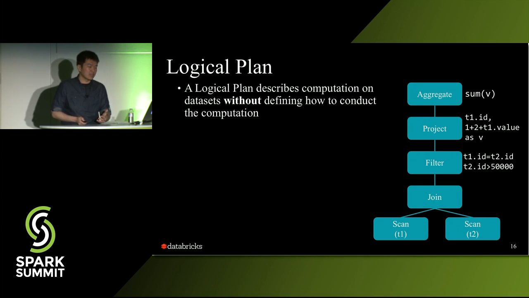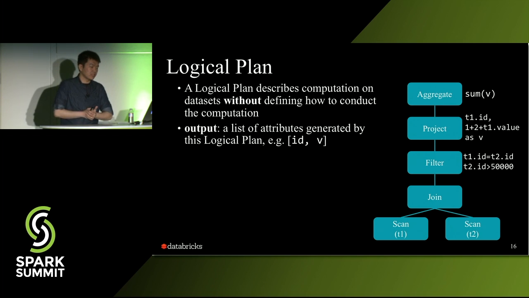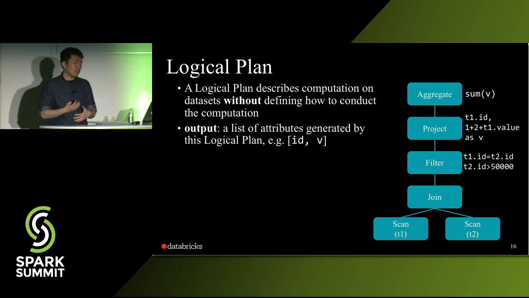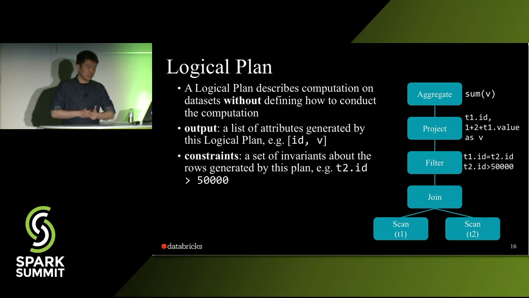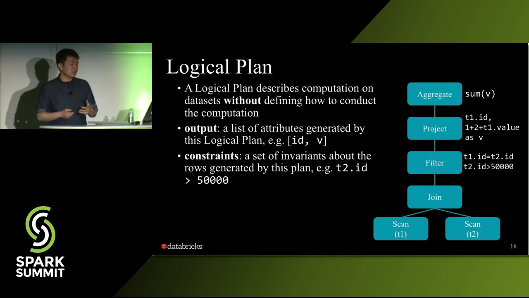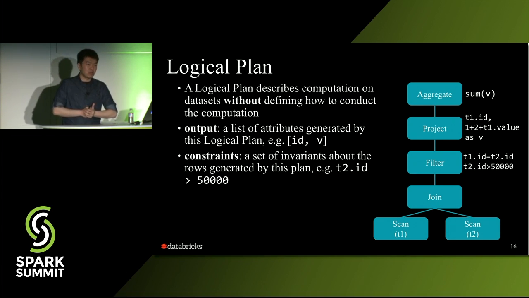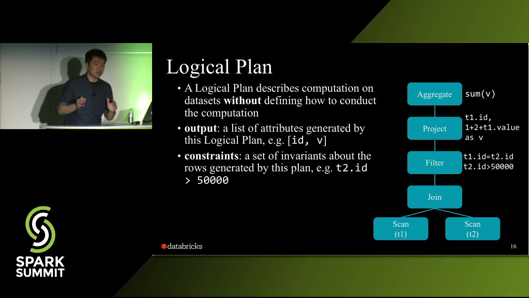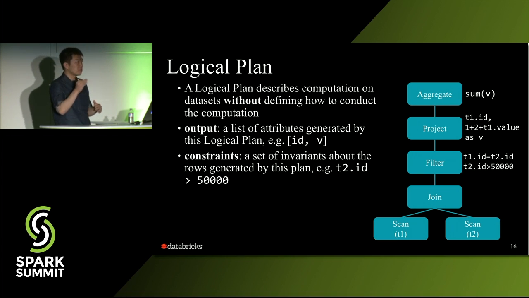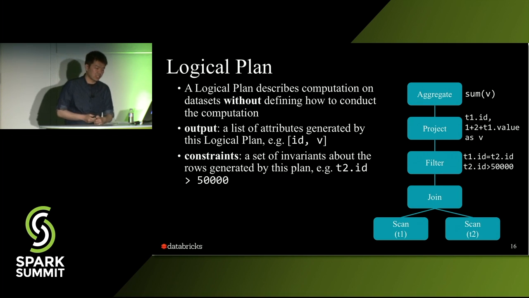Every logical plan has a list of output columns, and they are represented by attributes. Also, every logical plan has a property called constraints. The constraints are a set of invariants about the rows generated by a query plan node. For example, in this case, one of the constraints is T2.id is greater than 50,000, because if you look at the query plan, this condition is part of the filter. So the output of that filter operator will satisfy this condition.